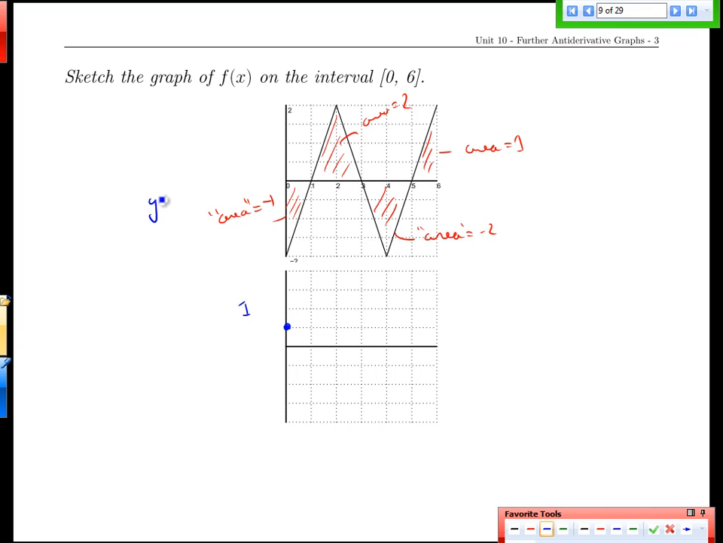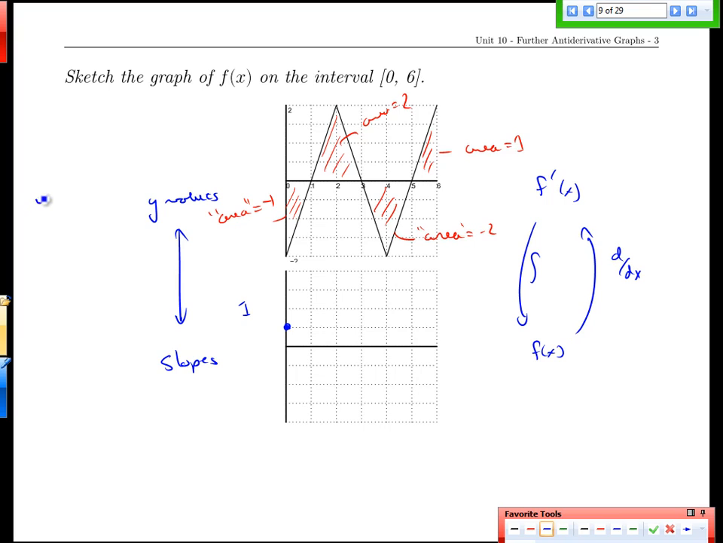What's the translation? Again, we have y values on this graph translate to slopes on the original. So this is f prime of x, which if we integrated it would give us f of x, or if we differentiated it would get us back to f prime. And integral areas translate to changes in this function, whatever we're calling it, changes in that function's value. With that, actually, it becomes pretty straightforward to build the sketch.